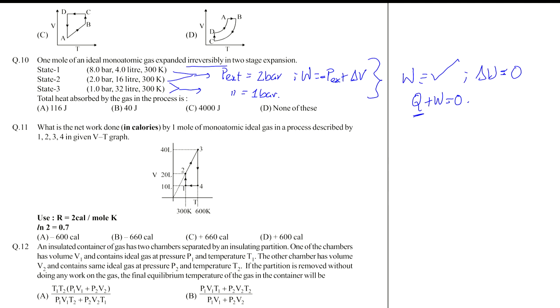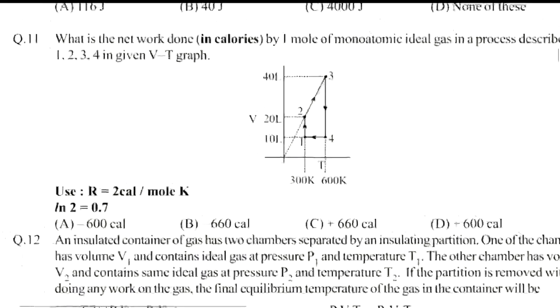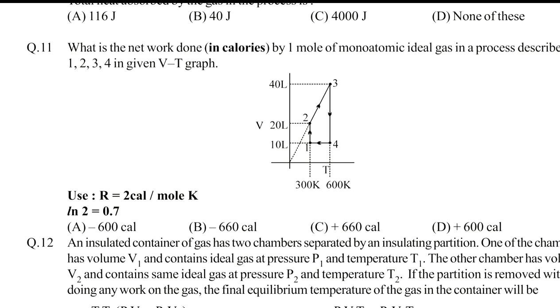Okay, we'll be solving questions 11 to 20 in this video. And question 11 says that we have 1 mole of a monoatomic ideal gas which goes through the process 1, 2, 3, 4 in this case, and we have to find out the net work done in this process.